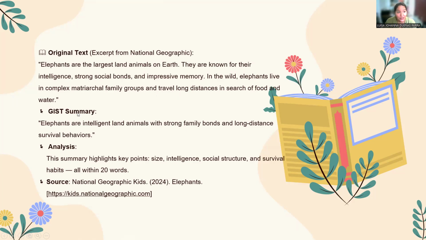What is the GIST summary going to do here? Of course, I just chose a paragraph for the example. Elephants are intelligent land animals with strong family bonds and long-distance survival behaviors. Okay, the analysis: the summary highlights key points, for example the size, the intelligence, social structure, and survival habits, all in 20 words. This is one of the key aspects. Create short summaries that can be counted in 20 words, forcing the students to be precise and focused.